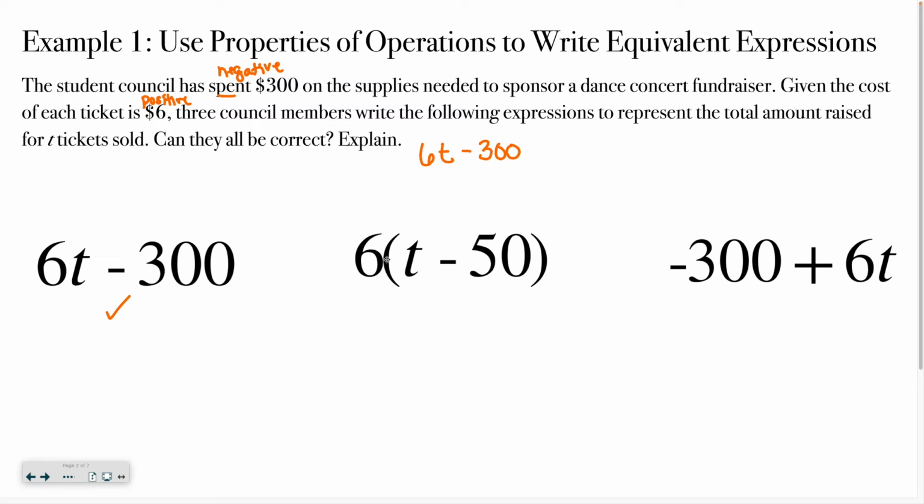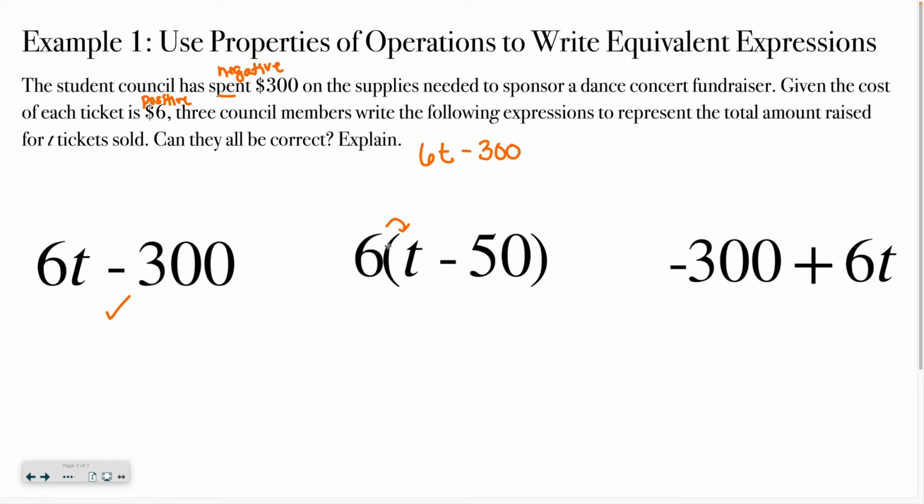They said 6 times the quantity of t minus 50. Well, what does that look like without parentheses? So before we even started our last chapter, I introduced the distributive property just in class to you guys. And we'll talk about it more in depth this chapter, but let's refresh.